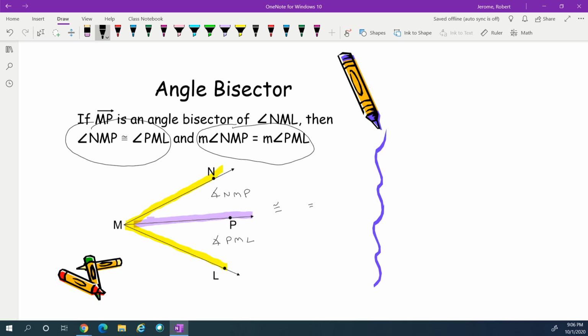If I bisect an angle, I get two smaller angles that are congruent and their measurements are equal. So if I know one, I know the other. If I double one, I get the whole thing. We're taking this big angle and we're splitting it exactly in half, again, in degrees. So if we had a right angle, now we have two 45-degree angles.